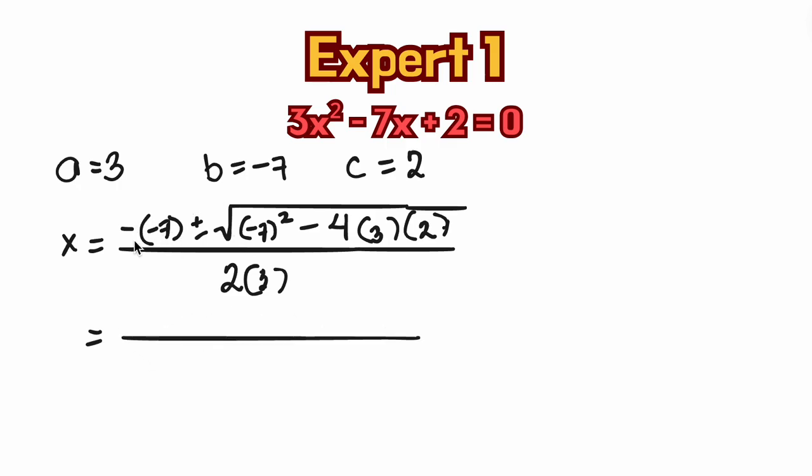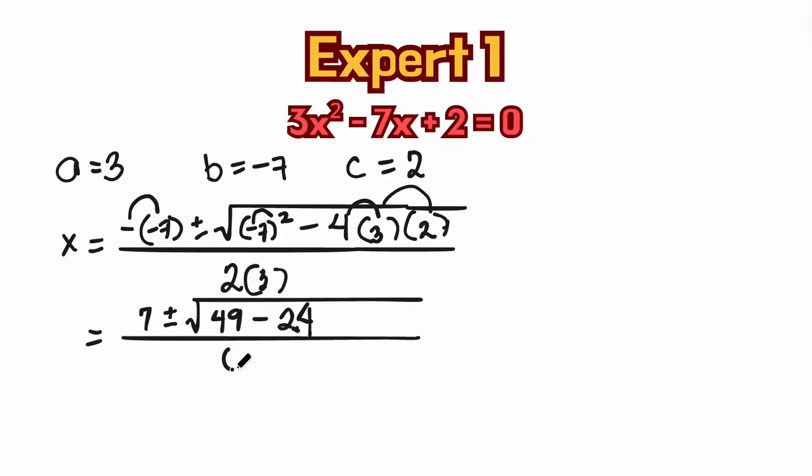After that, we want to simplify first the things here. Negative times -7 would become +7 because negative times negative is positive. Plus or minus square root of, we will just copy the squared sign. -7 squared means -7 times -7, that is going to be 49. Minus 4 times 3, that is 12, times 2, we have 24. All over 2 times 3 in the denominator, that is going to be 6.